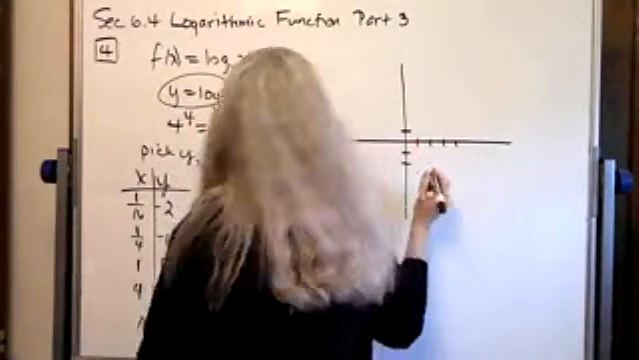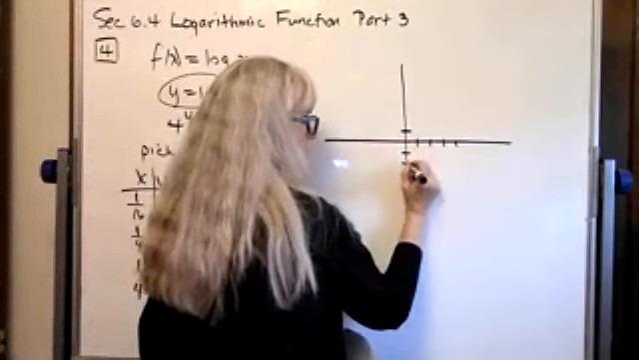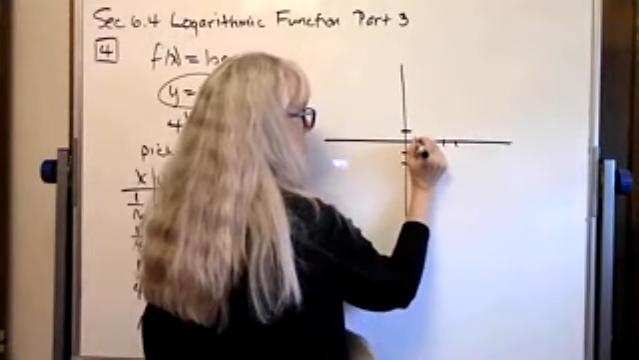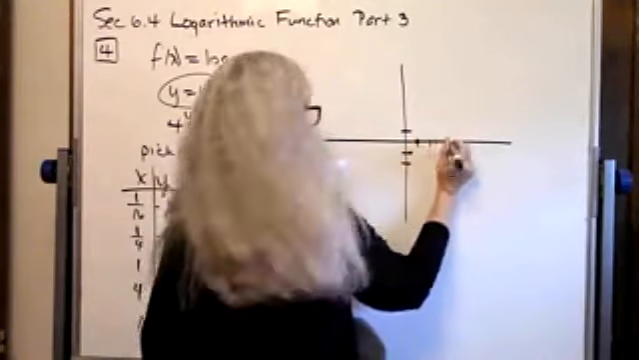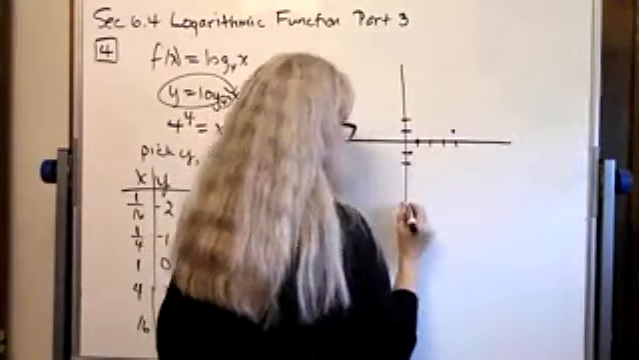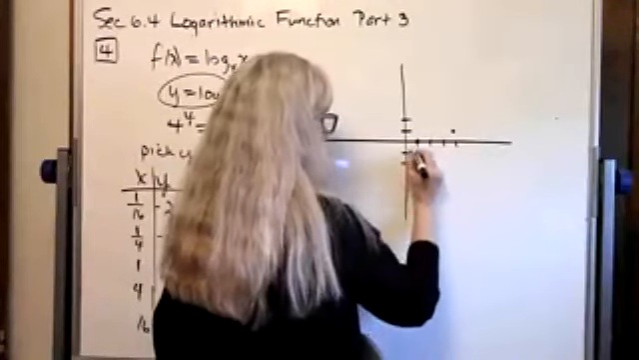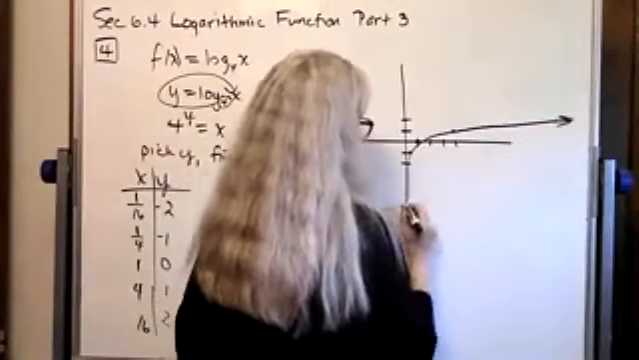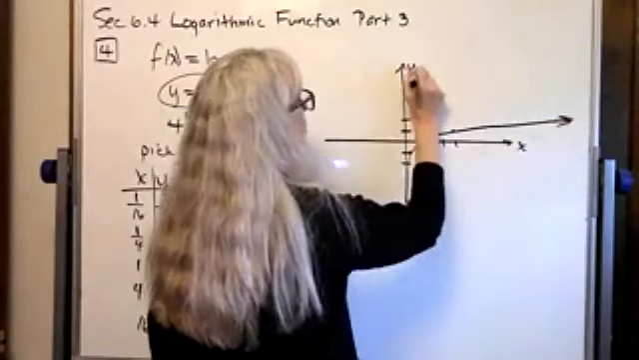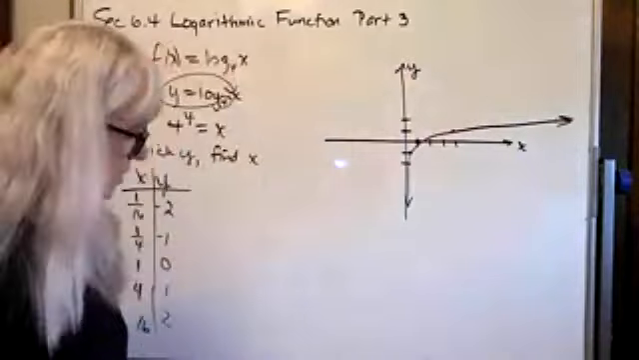So at 1/16, we're really close to the axis at -2. At 1/4, we're down at -1. At 1, we're at 0. And then at 4, we're up at 1. And then out at 16, we're up at 2. So way out here, we're up at 2. So it's going to come in. It's a very slow and gentle rise. And there it is. So there's our graph of the logarithmic function.